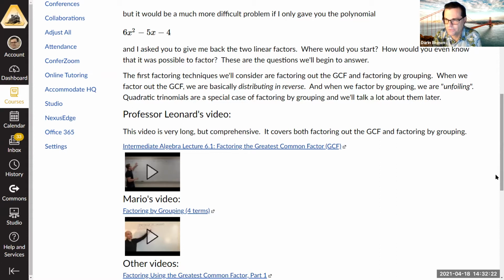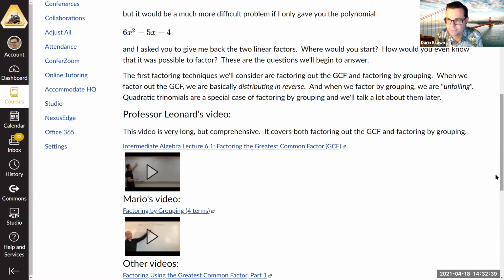Now, why is it 3? Well, 3 is a common factor of 12 and 15. But it's also the largest common factor. In other words, there's no factor bigger than 3 that divides both of them. And so that's what we mean by greatest common factor.